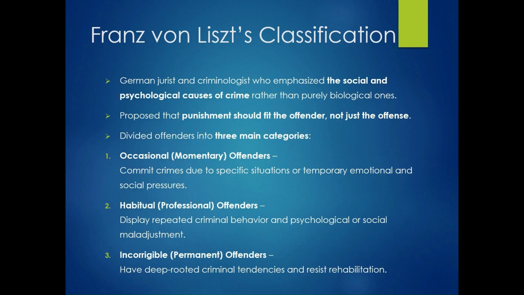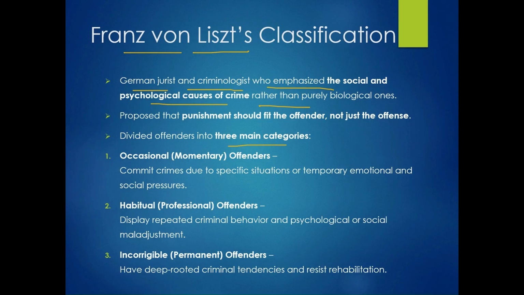The third theory we have is from Franz von Liszt. So he was another major German jurist and criminologist who emphasized the social and psychological causes of crime rather than purely biological ones. So he shifted the focus toward rehabilitation. So he said, don't just punish the act, understand the person behind it first. So he divided offenders into three main categories.